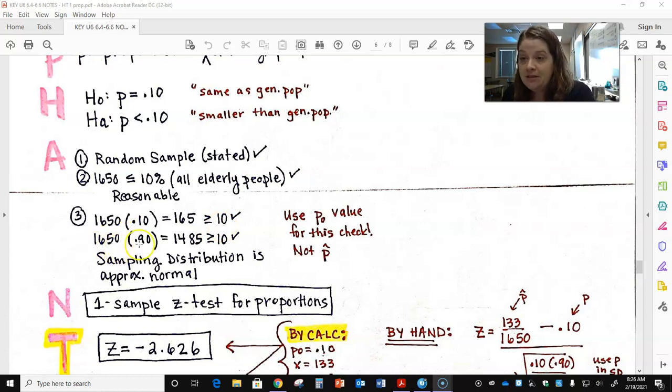And then 100% minus 10% is 90%, which is 1485. Definitely greater than 10. So yes, the sampling distribution of p hat would be approximately normal if this p of 10% is true. So we're going to use the hypothesized value for this check, not p hat like we did with confidence intervals.